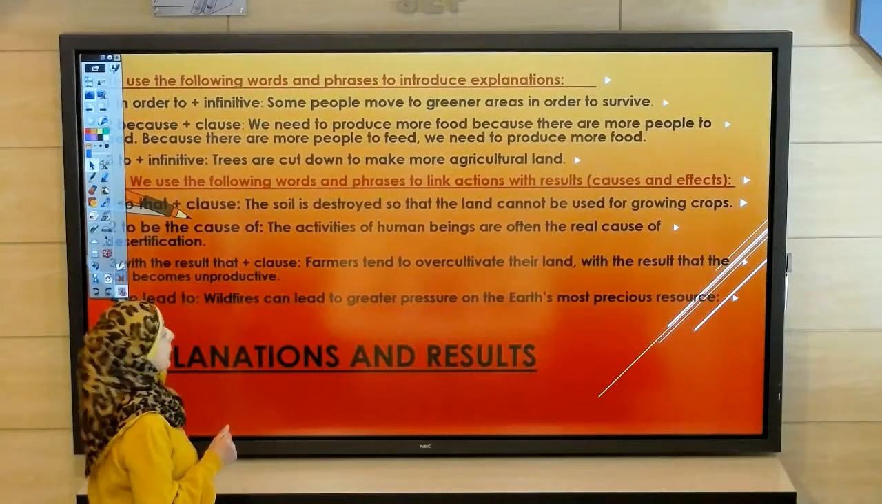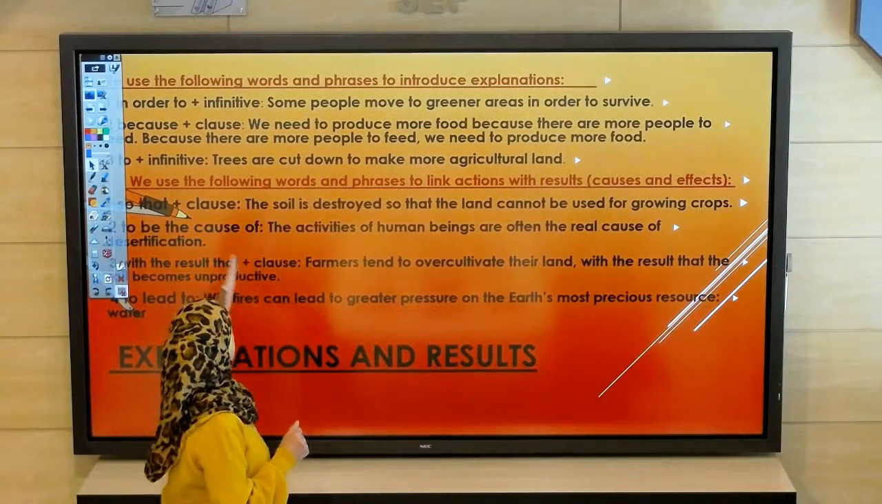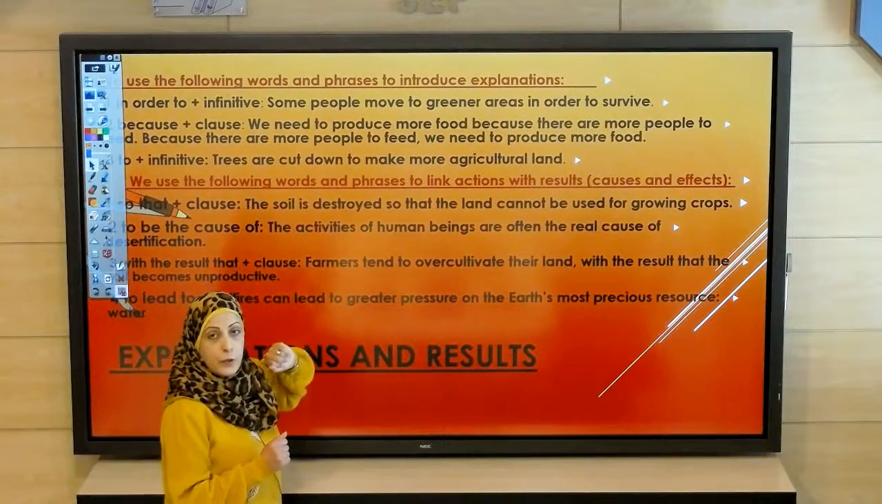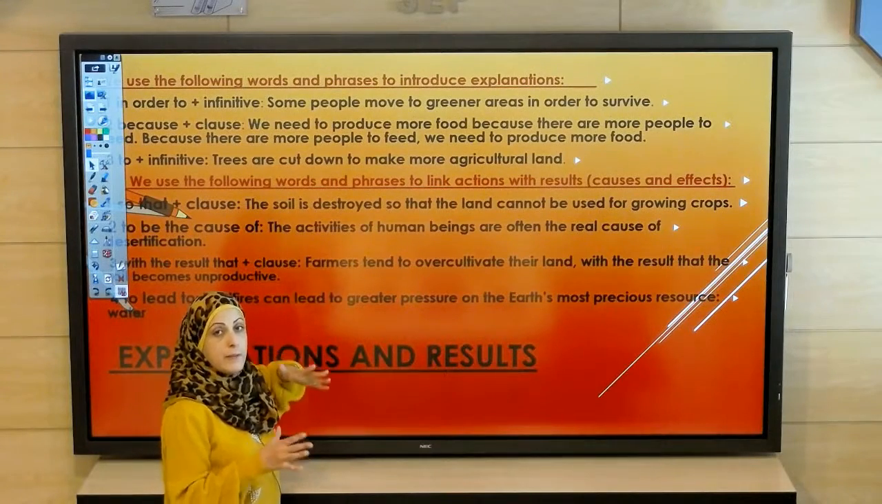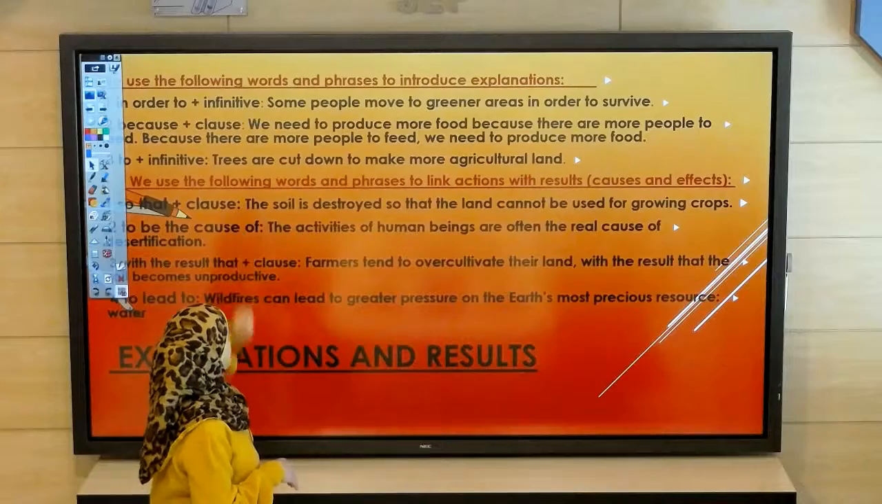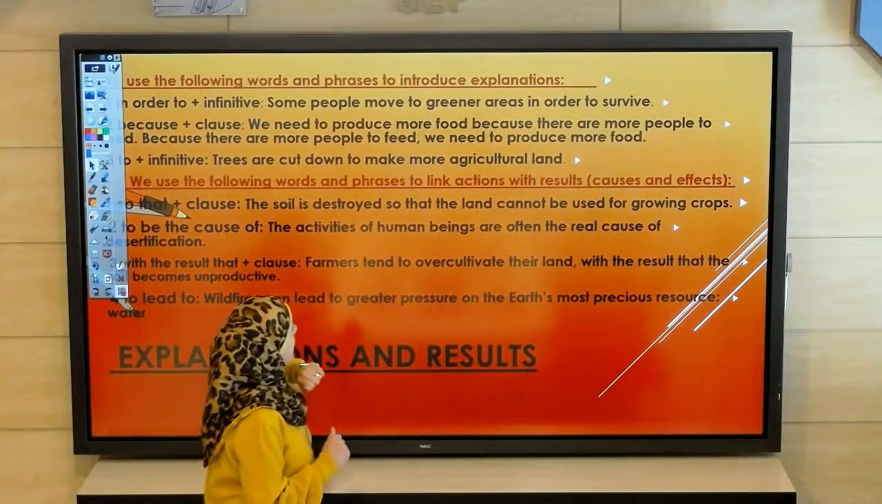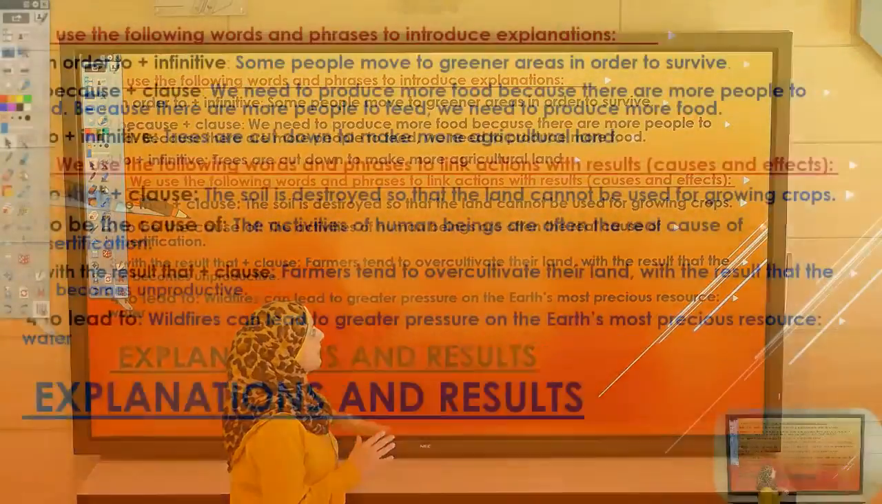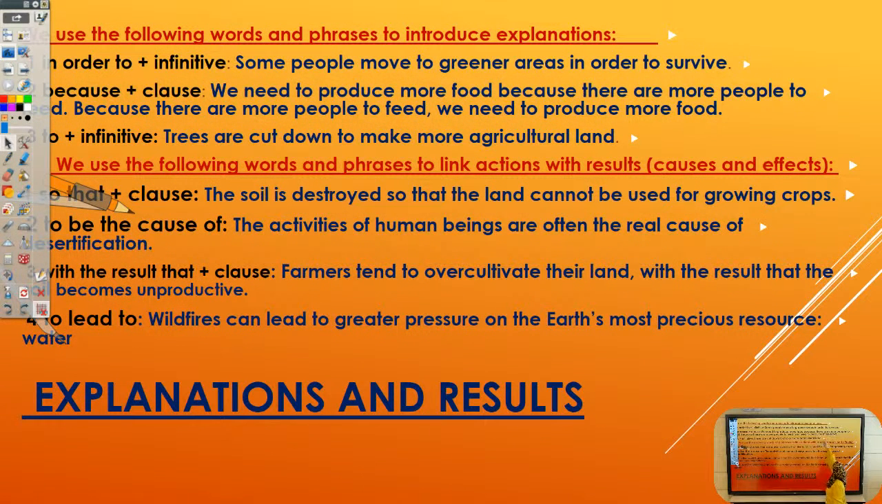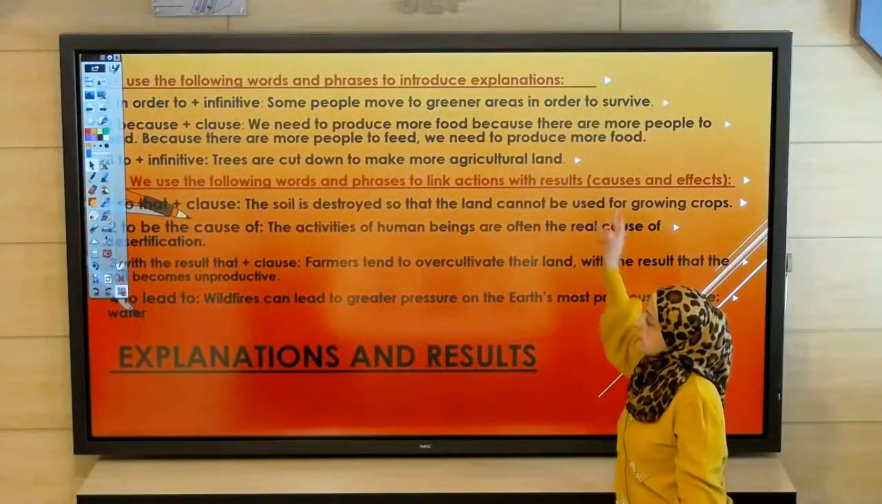In order to, and it is followed by infinitive. Okay? Infinitive, the verb in the zero form. Notice this example. Some people move to greener areas in order to survive. Notice here, in order to survive. To, okay? So in order to here means also to. Some people move to greener areas in order to survive or to survive. So it is followed by infinitive.